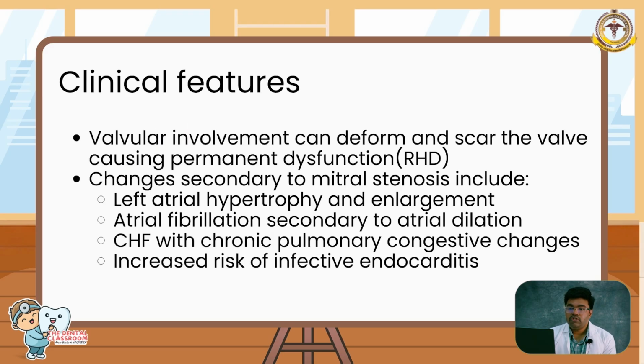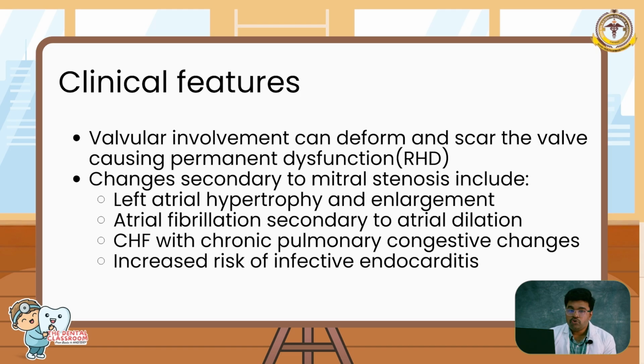Clinical features: valvular involvement can deform and scar the valve, causing permanent dysfunction. Rheumatic heart disease is the most important cause of acquired mitral stenosis, which can lead to complications such as left atrial hypertrophy and enlargement, atrial fibrillation secondary to atrial dilation, congestive heart failure with chronic pulmonary congestive changes, and increased risk of infective endocarditis.